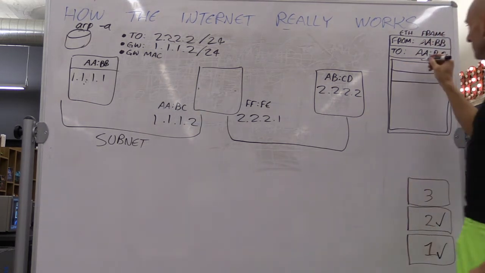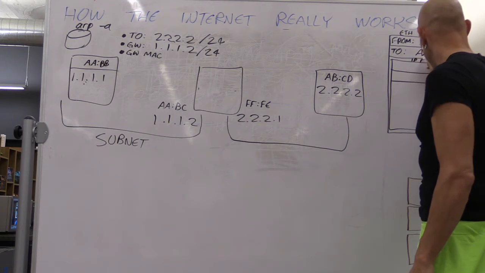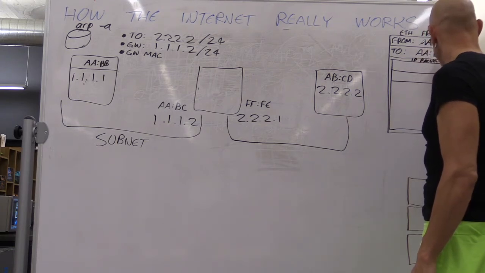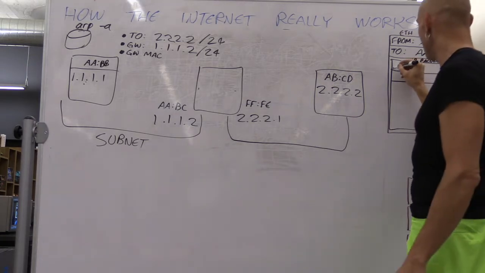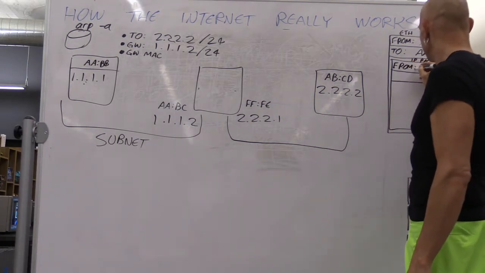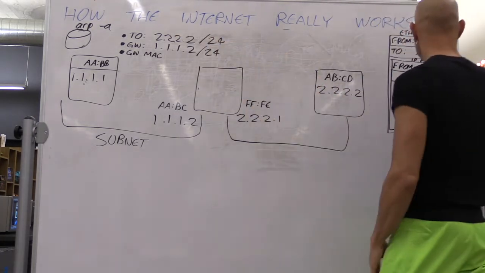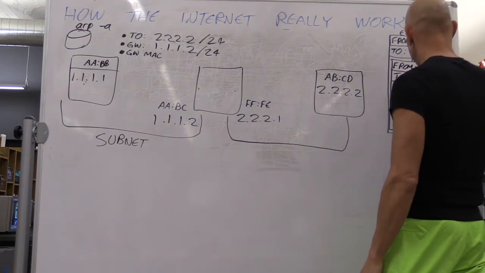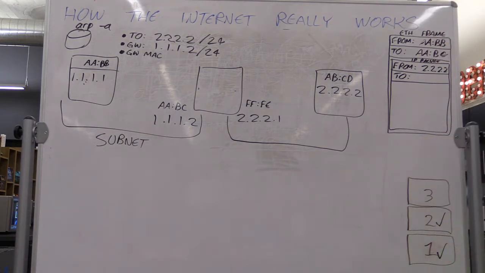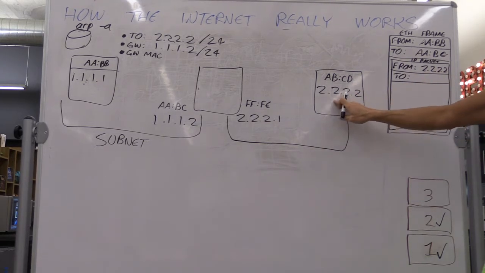Our IP packet, so that's what this is. This portion of it is an IP packet, encapsulated inside the Ethernet frame. It's going to say from my IP, which is 2222, to, where do I want this to go? I do not want it to go to the default gateway, that's not who I'm trying to actually talk to. The end goal is to talk to this guy.